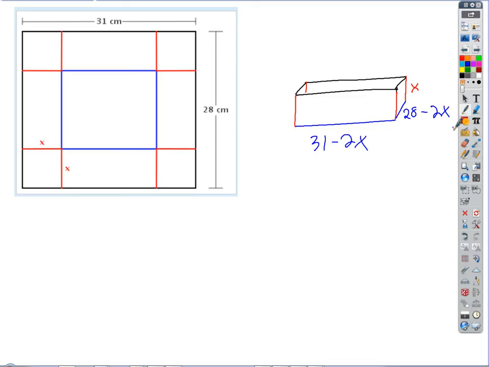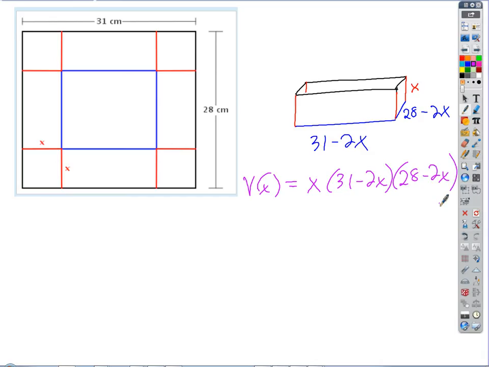So then how do we calculate the volume of a rectangular prism like this, going back to geometry? Don't I just multiply the dimensions? Length times width times height, right? So we end up with the volume. Now, it's going to only have x's in it, so I could write it as v of x. Volume as a function of x is just x times 31 minus 2x times 28 minus 2x.